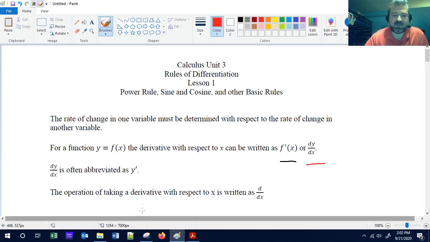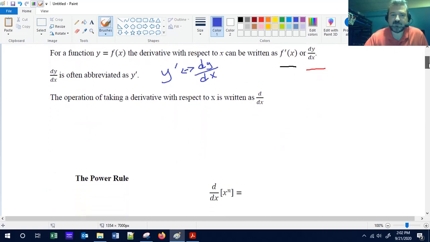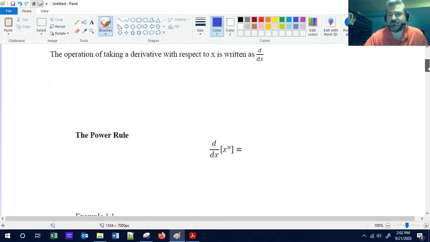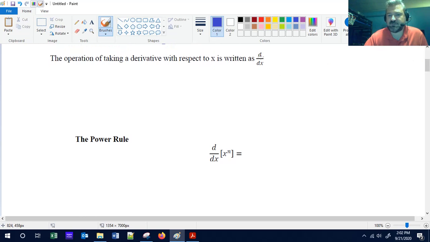Now, dy over dx can be abbreviated as y prime, and I want you to start realizing that. And in fact, y prime oftentimes can mean other things than dy over dx, which is a little confusing, but for us, we're going to say y prime is the same as dy dx, and that's usually how you read it. You don't read it dy over dx, you just say dy dx, and everybody knows what you mean. The operation of taking a derivative with respect to x is written d over dx.